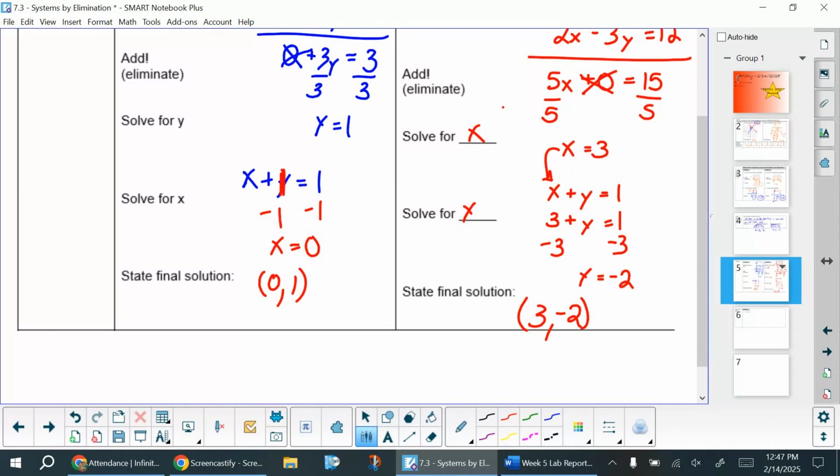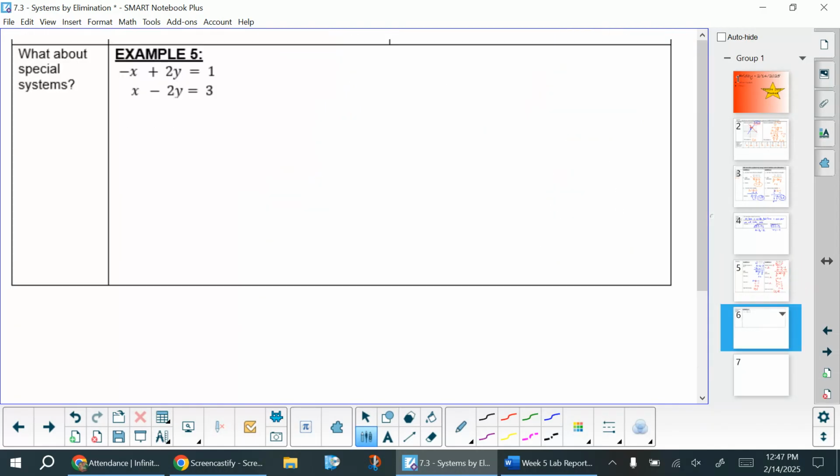The last thing we're going to talk about here is our special systems. So some things that can happen when you add up equations. Let's do this one. Negative x plus x, 0. 2y minus 2y, 0. 1 plus 3, 4. So we've got the equation right now, 0 equals 4. That is a false statement. And if you remember back to any of the other equations we've solved, if we get a false statement, that means we have no solutions.